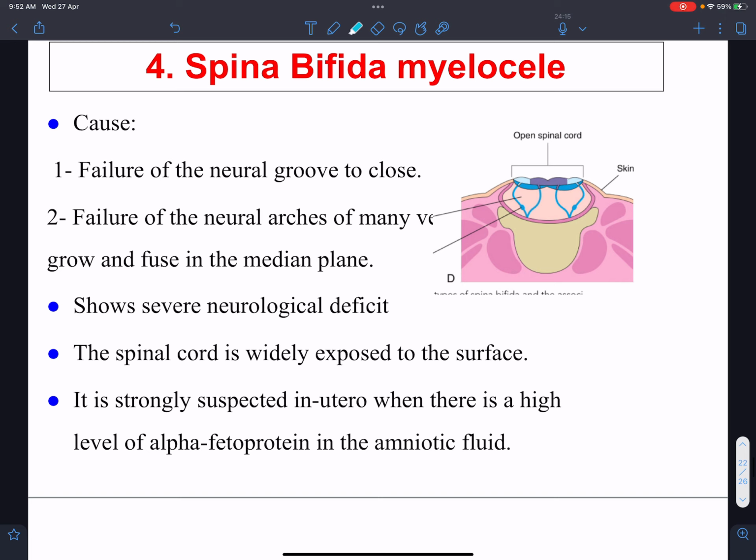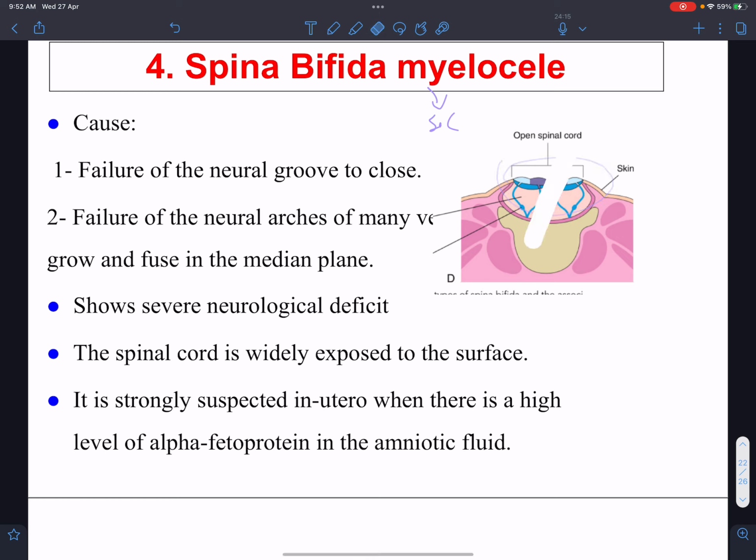And the last one we have is spina bifida myelocele. Is the meninges bulging out? No. CSF bulging out? No. Only the spinal cord. And you notice in this picture right here, you see, this is the meninges, right? This pink color. And this one around it, I mean the meninges. This is the CSF. And this is the meninges, right? The CSF and meninges underneath. And what's bulging out is only the spinal cord.